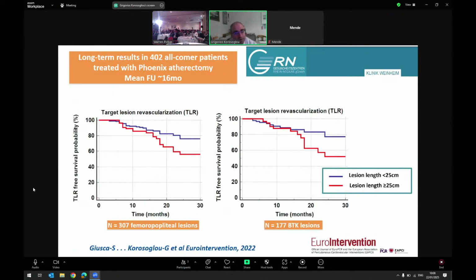Here are the target lesion revascularization rates over time. Again, a limitation, we do not have patency rates. We did not perform duplex at regular time intervals, but we have the TLR ratios. And as expected, you can see poorer, higher TLR ratios in patients with longer lesions.